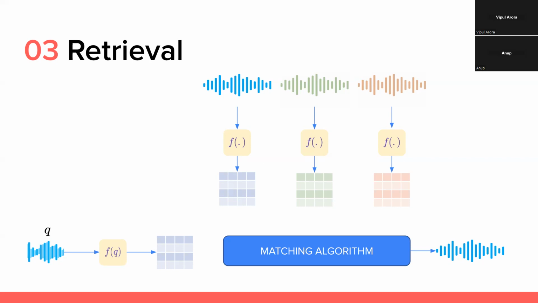So the task of search now is that you have one fingerprint that corresponds to the query, and you want to retrieve the most similar fingerprint and its corresponding audio file. So you pass this audio query fingerprint and the fingerprints of the whole database to this matching algorithm. It will do the matching and give you the most similar fingerprint and its corresponding audio.